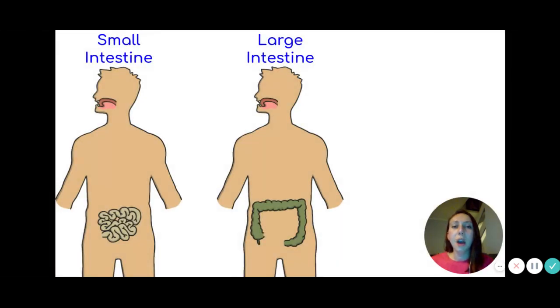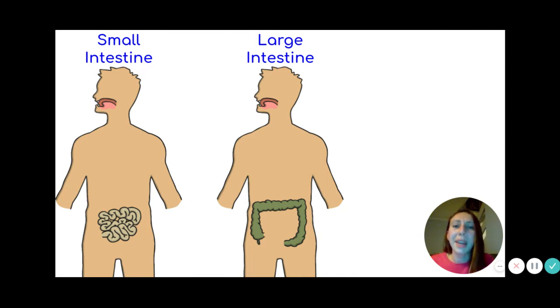Now we're getting to the final few parts of our digestive system, the intestines. So once the food's gone into the duodenum with the bile and the other enzymes from the pancreas, it moves into the small intestine, which is roughly 7 meters long. That's 3 times as long as the average human. And it's also the longest part of our digestive system.